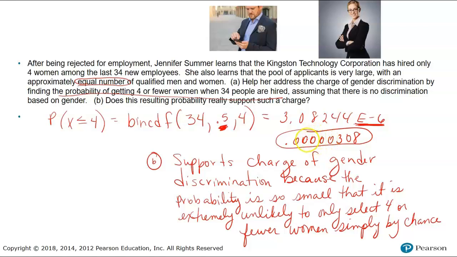So what that's telling me is if in fact everybody's equally qualified, males and females, and they're only hiring 4 out of 34, then that is very rare for that to happen just by chance. And therefore, they must be discriminating in hiring females. So if this number were a lot higher, then I wouldn't feel so much like it's discrimination. But because it's so low, it's very unlikely that they would only pick 4 females if it truly were by chance. And so therefore, they must be discriminating.